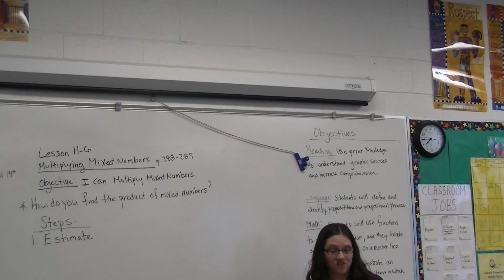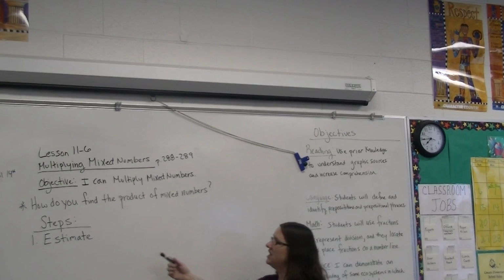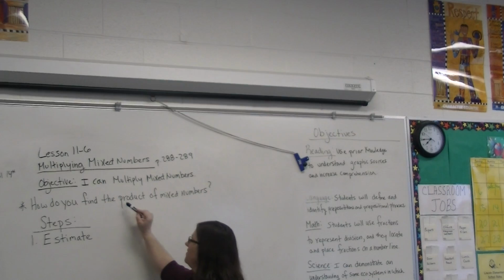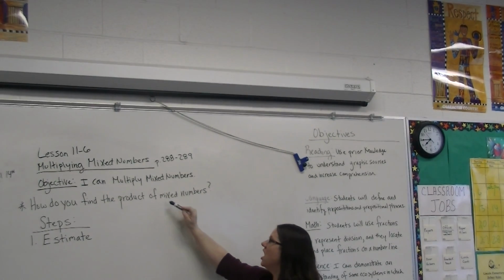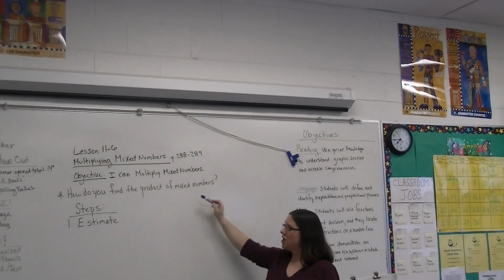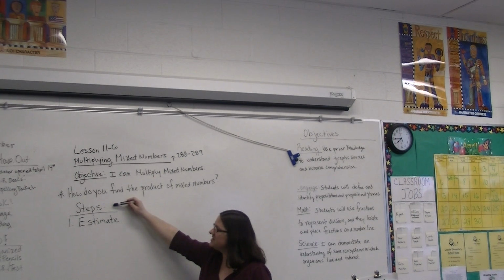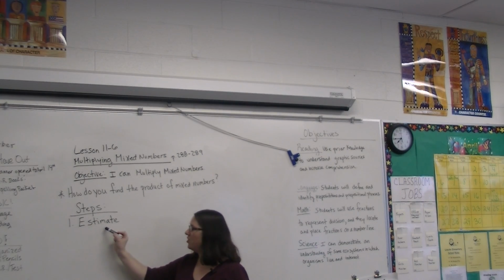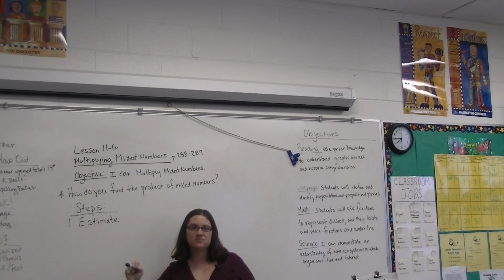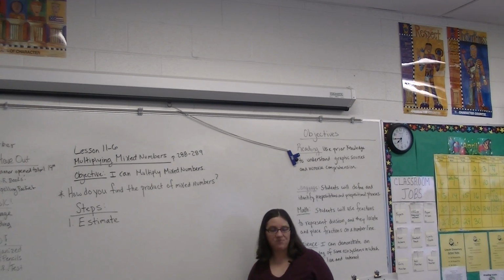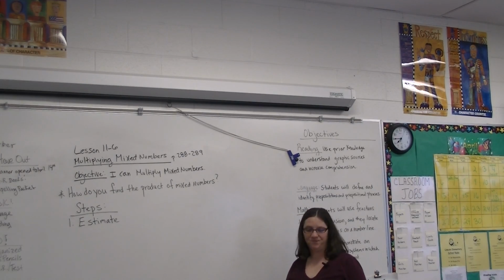The question that's presented to us at the top of page 288 is, how do you find the product, the answer, of mixed numbers? Write down and get started here. Write steps and write the number 1 with the word estimate. At this point, if you need to stop here, stop the video and write that down.